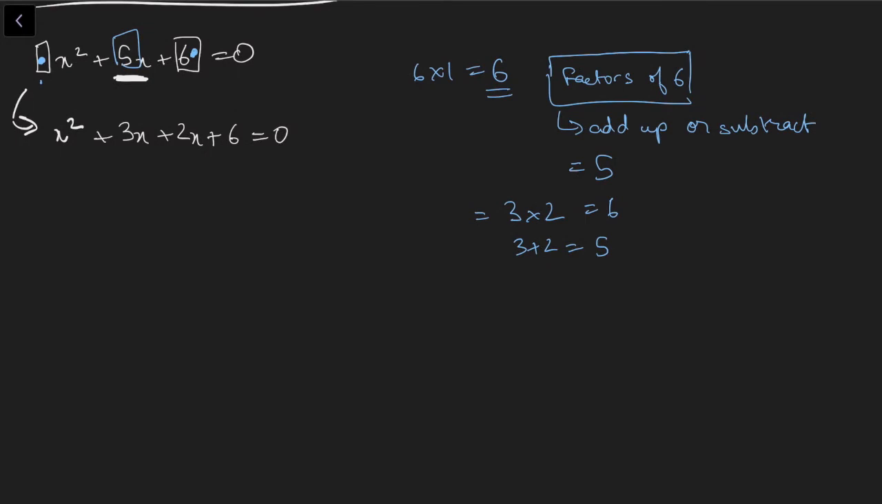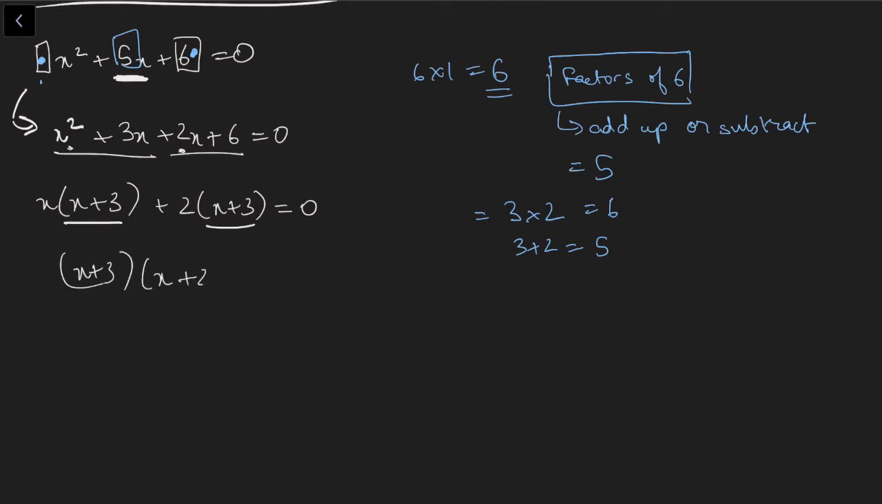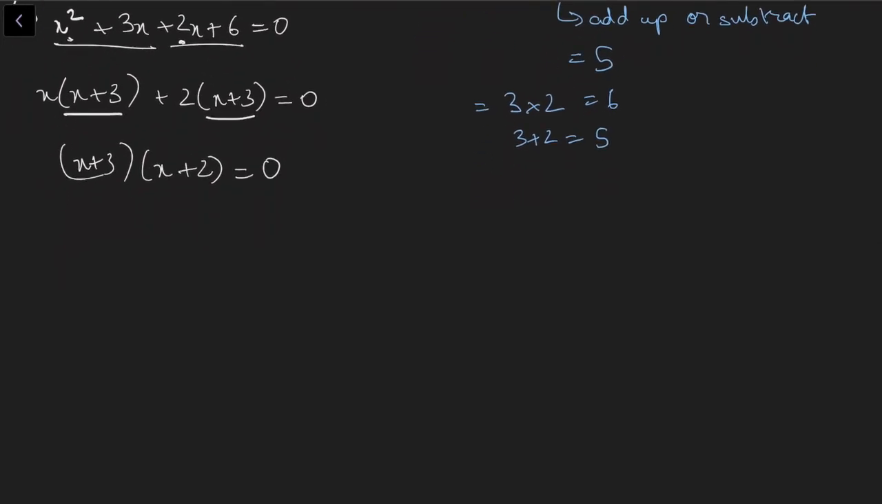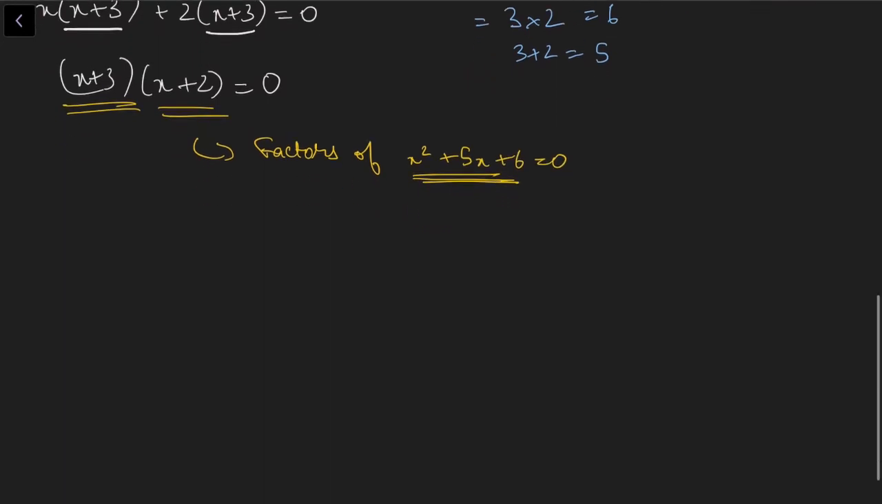And then we can rearrange and take x over here as common and 2 over here as common. So you can get x into x plus 3 plus 2 into x plus 3 is equal to 0. And now taking x plus 3 common, we have x plus 3 into x plus 2 is equal to 0. Now these values are the factors of x squared plus 5x plus 6. They're the factors of this expression.